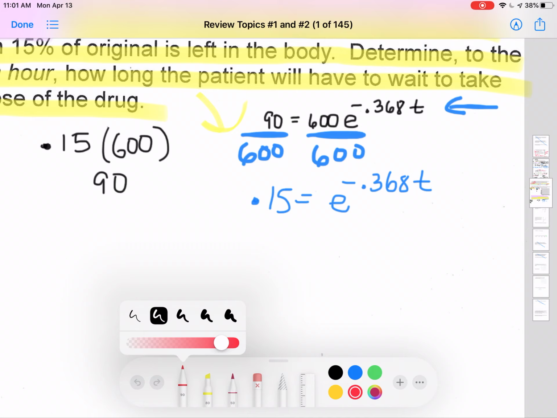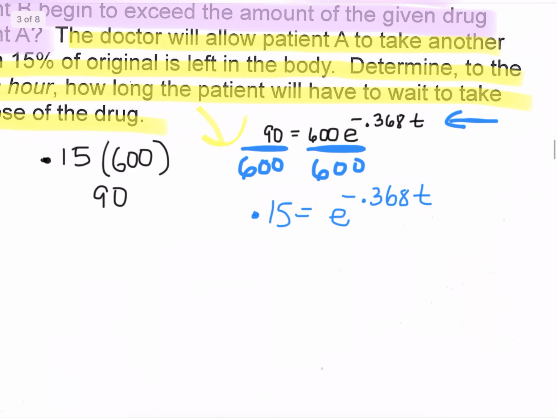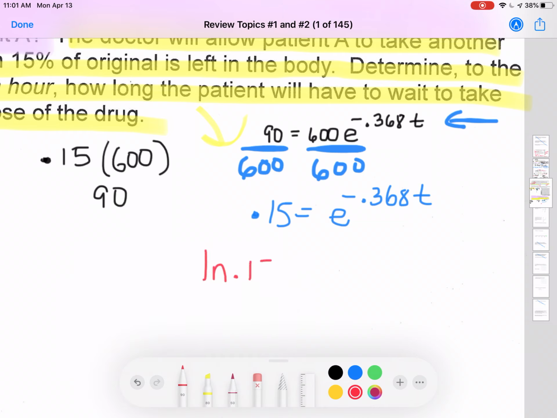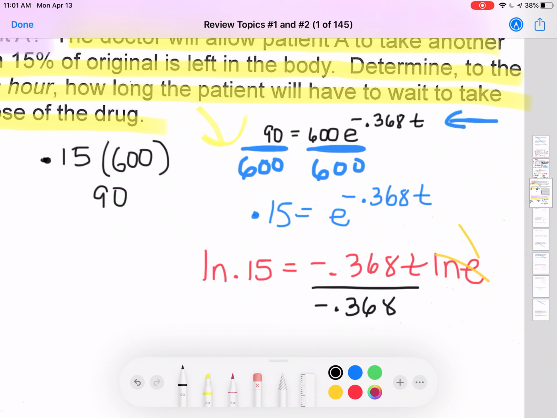So we're going to do ln, the natural log, right? Well, oops, so what's going on here? Okay, so ln of 0.15. And remember we used the power rule as well. So negative 0.368t ln of e. ln of e we know is 1, or you can put it in the calculator if you don't remember. We're solving for t, so divide through.